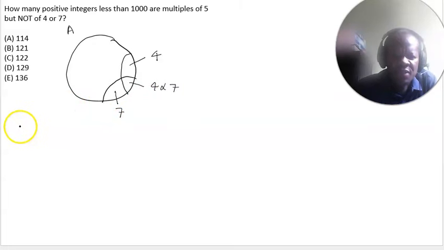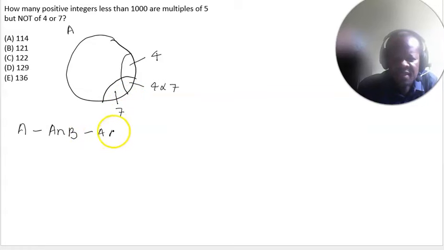So here we have the A. From A we need to remove, so there's an imaginary B here that encircles 4. So let's say we have A intersection B. We need to remove that. We have it once in A, so we need to remove it once. Then there's an imaginary C here that covers 7. So we remove A intersection C. Now, let's look at A intersection B intersection C.